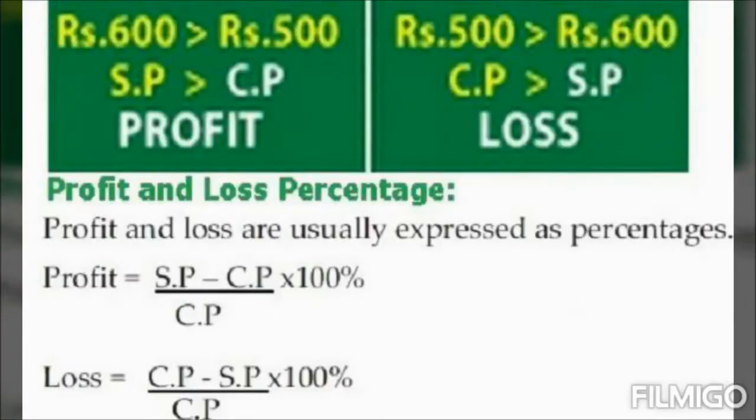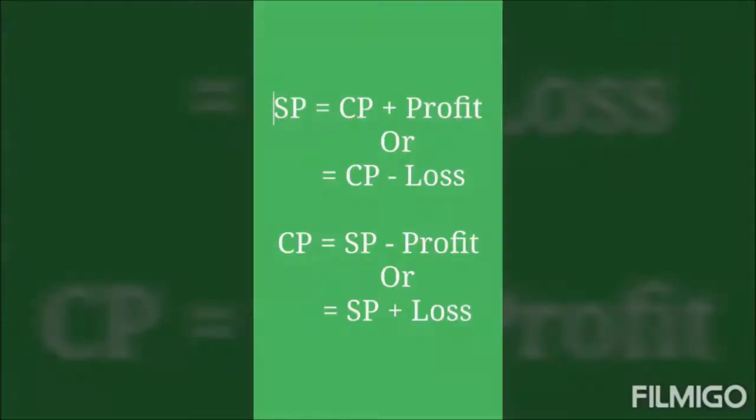Let's learn how we can calculate the profit and loss percentage. We know that if the SP is greater than CP, there is a profit, and if CP is greater than SP, there is a loss. So profit and loss are usually expressed as a percentage. Profit percent is equal to profit upon CP into 100, and loss percent is equal to loss upon CP into 100.